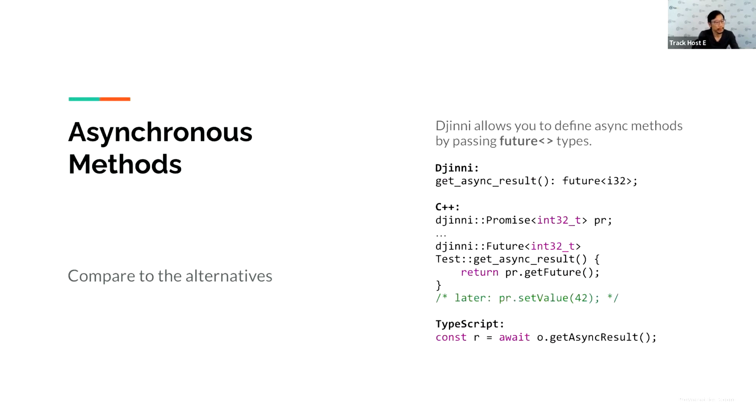We also support asynchronous methods, which is pretty cool because you can return a future type in the Djinni interface. In the example you have a 32-bit integer value, and it's a future. That means when you call that method, it does not immediately give you an integer, but it gives you a future, and then you can await on that future in your TypeScript code. In your C++ code, this maps to a future type and a promise type, which is very similar to one of the earlier C++ Concurrency TS, and it very closely mimics that interface. So you can just set value and satisfy that future.